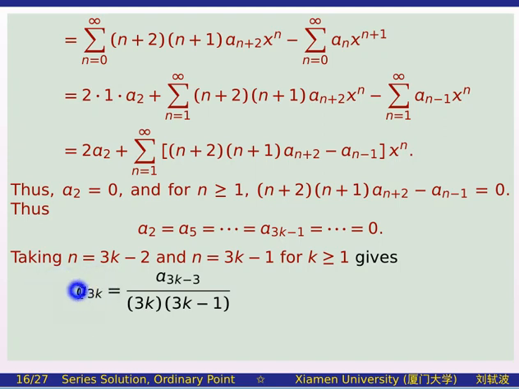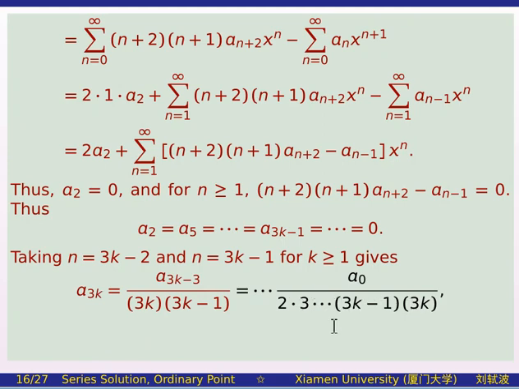For example, a_{3k}, that is when in this recurrence relation we take n to be 3k minus 2. So we obtain that a_{3k} is a_{3k-3}. Here, this term a_{n-1}, when n is 3k minus 2, is a_{3k-3}. So a_{3k} is a_{3k-3} over 3k multiplied by (3k minus 1). Okay, so this is eventually a_0 over 2, 3, and 3k minus 1, 3k.